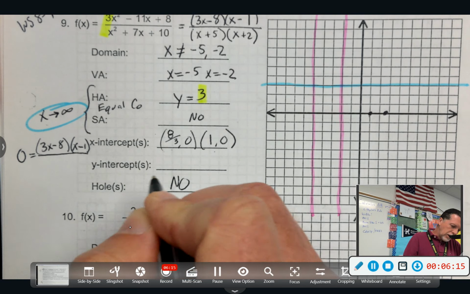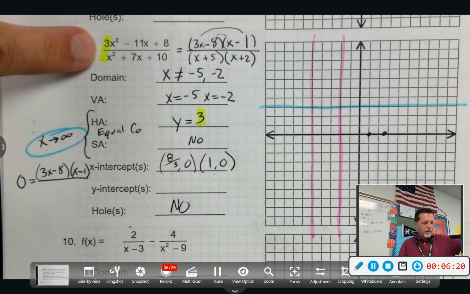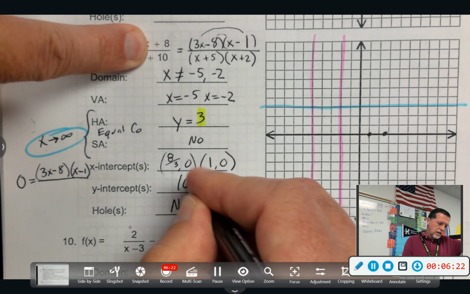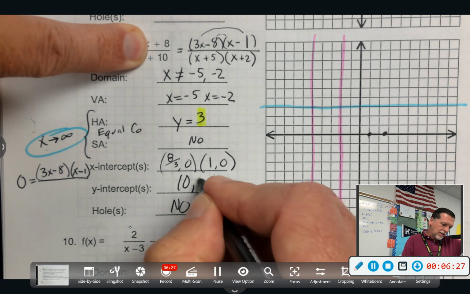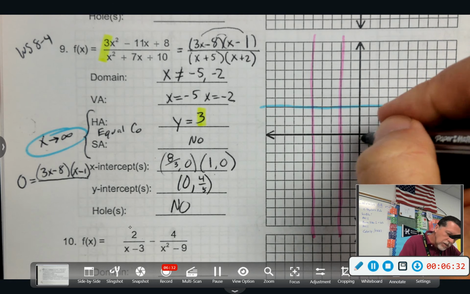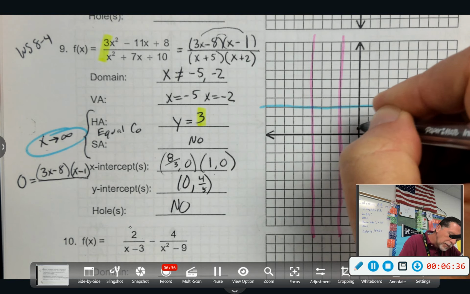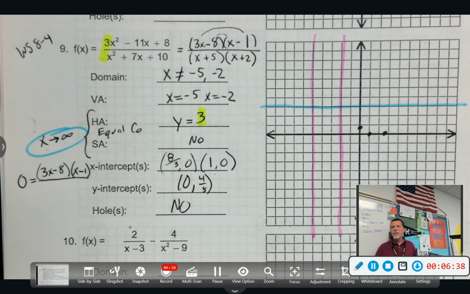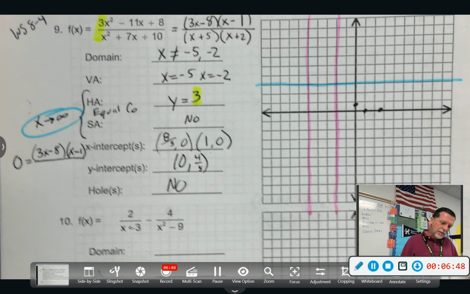Y-intercepts would be where x is 0. Probably easiest to do before you factor. So that would be 4/5, 8/10. So 0, 4/5. Man, this looks weird. We're going to keep going because I don't think I've done anything wrong yet.